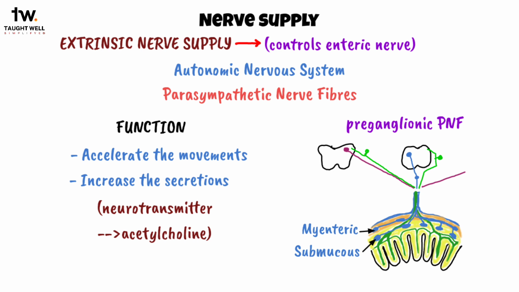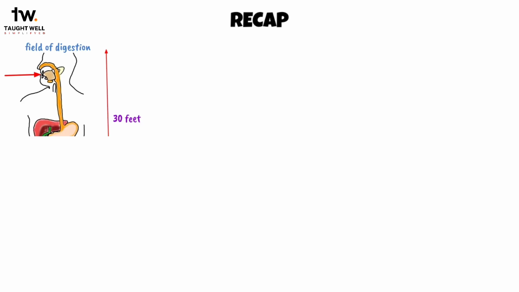Alright, that's it for this video. Let's do a quick recap. The GI tract is a tubular structure extending from the mouth up to the anus with a length of about 30 feet. It opens to the external environment on both ends.